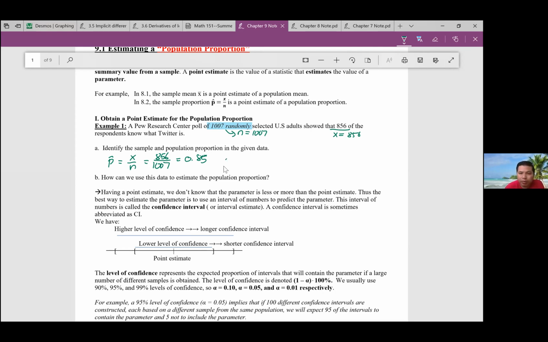All right, so based on this survey, about 85% of US adults know what Twitter is.